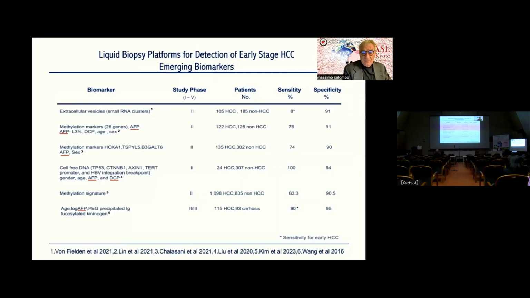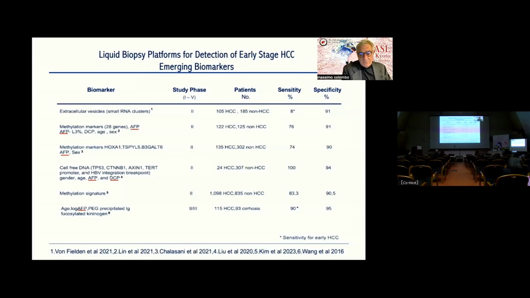100% sensitivity versus 94% specificity. The problems? Underpowered. 24 cases of HCC, and not all of them are HCV related. The other good one is the Dawley's-Town algorithm: age, logarithm of alpha-fetoprotein, PEG-precipitated IgG, and fucosylated kininogen proteomics.